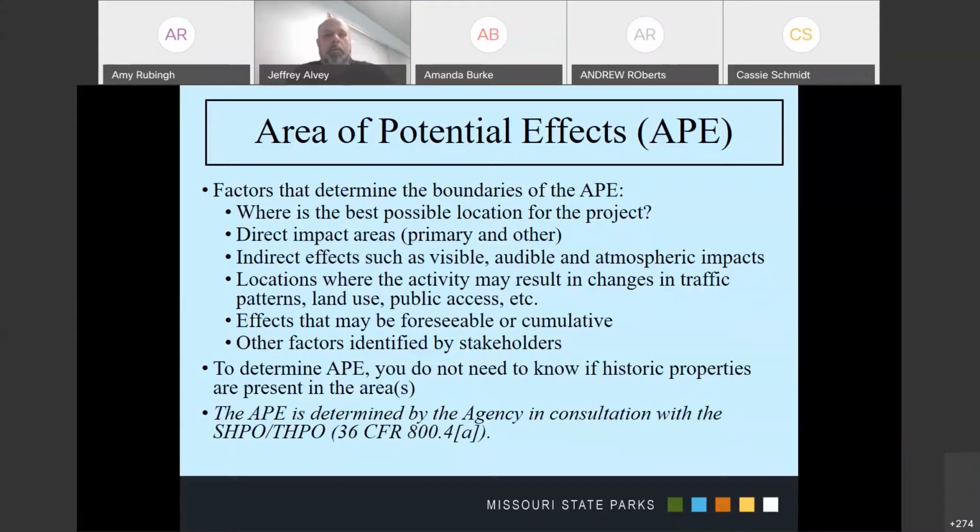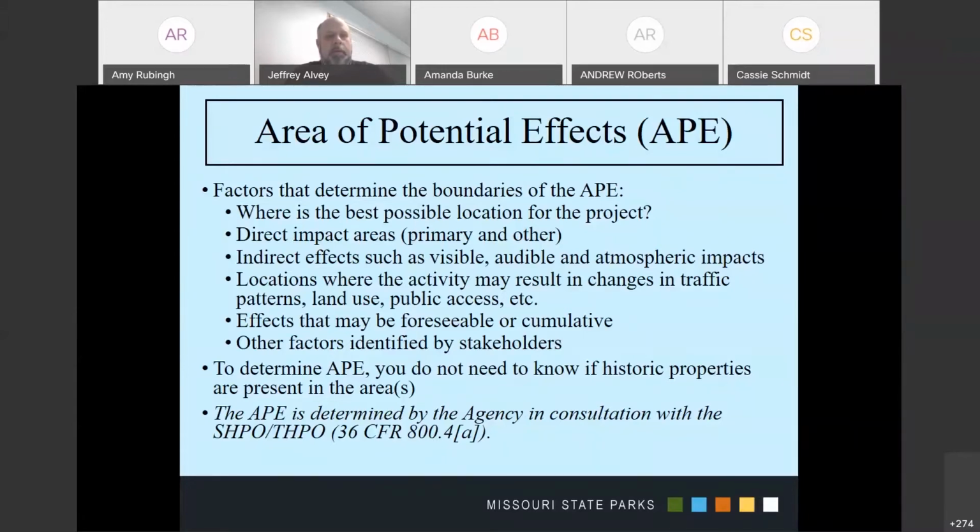You'll see that we're going to talk about this idea of direct and indirect effects throughout our presentation, because it is an important part throughout the 106 process to take these two things into consideration, both how you're directly and indirectly affecting historic properties in terms of the scope of your project. So we also think about things like the locations where the activity may result in changes in traffic patterns, in land use, or in public access.